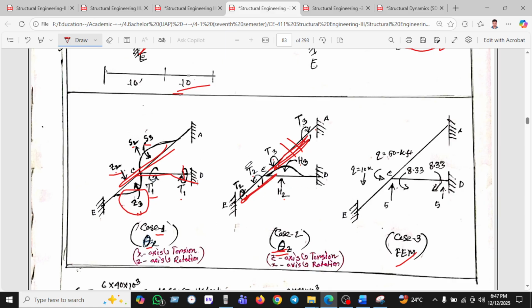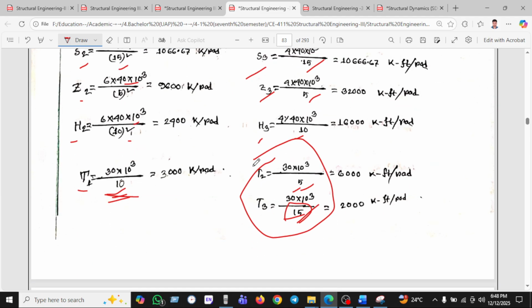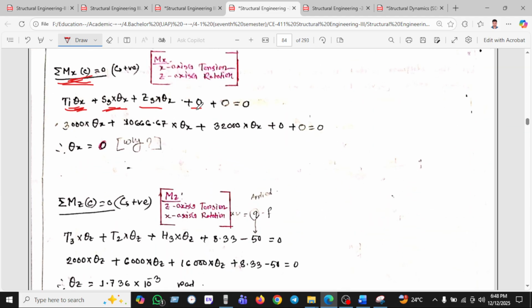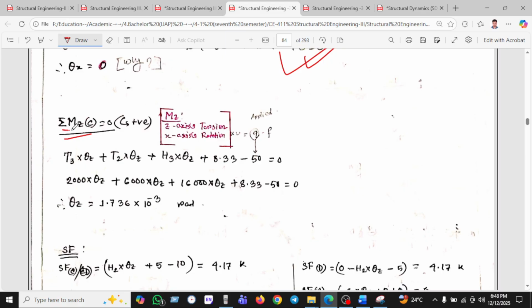So there is no x direction torsion, we are not taking from data here, and there is no rotation in z direction, that's why these data are 0, 0. Okay, after putting this value and finding this value, in the same way as summation of moment z, that means the z direction will be torsion and x direction will be rotation. So you have to keep that in mind.